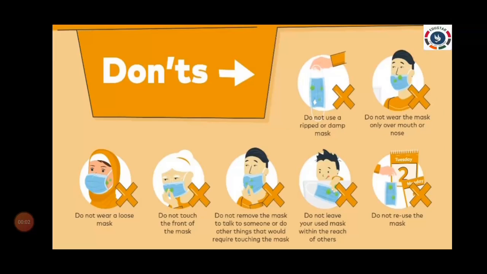And now what we should not do while wearing the mask. First, do not use a ripped or damp mask. If some hole is there or it is dirty, you should not use it, as it is not good for our health. And do not wear the mask only over the mouth or nose. See here, the mask is coming below the nose, so he doesn't wear it properly. We want to cover nose and mouth, but here it only covers the mouth, so that is not correct.